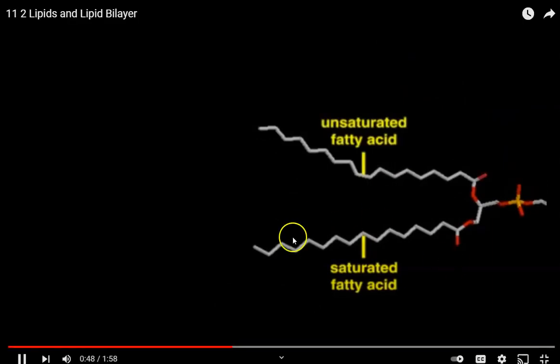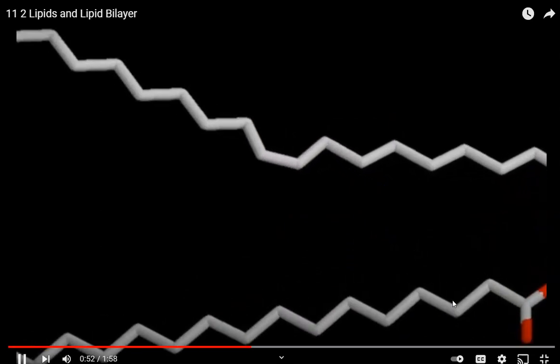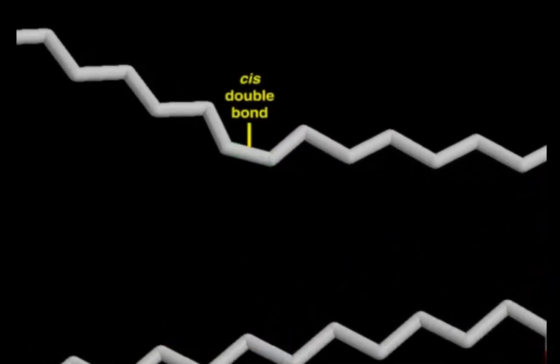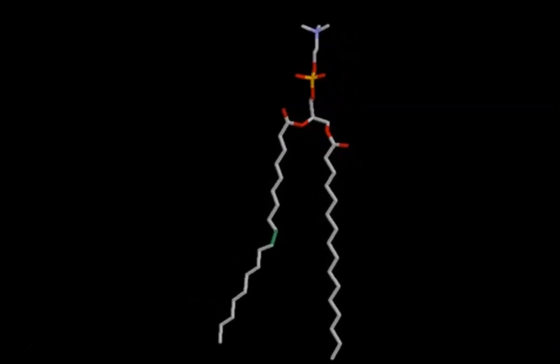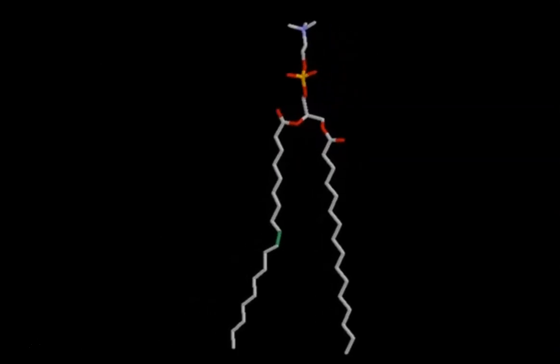The fatty acid tails on phospholipids can be saturated with no double bonds, or unsaturated with one or more double bonds. The double bonds are usually in the cis configuration, which introduces sharp kinks. When forming a bilayer, unsaturated fatty acid tails pack loosely, which allows the bilayer to remain fluid. If there were no double bonds, bilayers would solidify to a consistency resembling bacon grease.